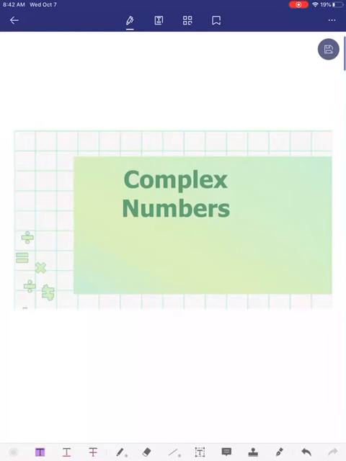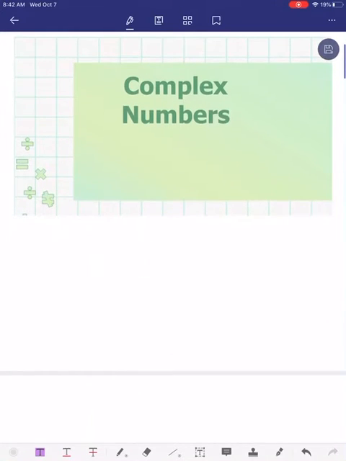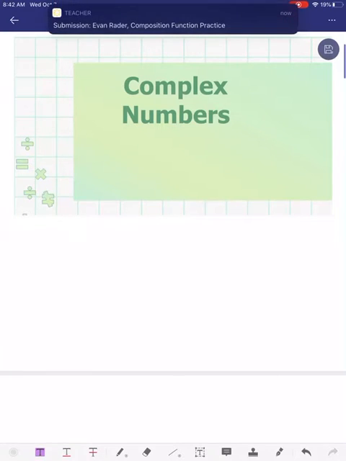Alright, so today we're going to be talking about complex numbers. This is the next section in our chapter 4 lessons. It's also the last lesson before our quiz next Wednesday.